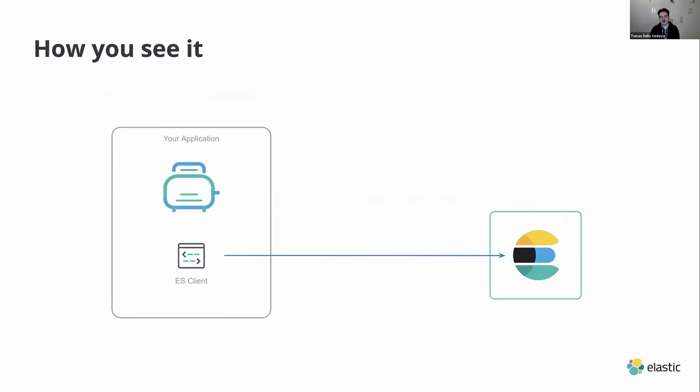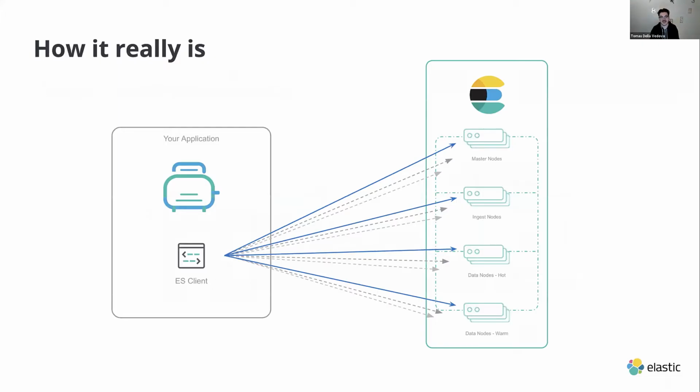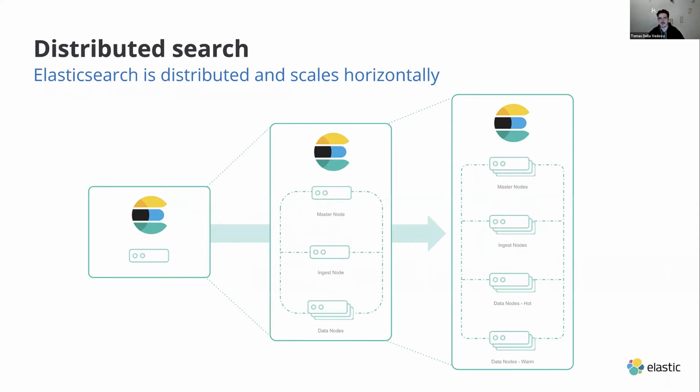So this is how you normally see an application with Node and Elasticsearch. You have your application, which uses the client that connects to Elasticsearch. It's very easy. But more likely, behind the scenes, what's really happening is like this. So the client is connecting to a multitude of nodes, depending on the architecture that you have and how big is the cluster of Elasticsearch. And this is because Elasticsearch is a distributed system that scales horizontally. A node is a single instance of Elasticsearch, and a cluster is a collection of nodes.